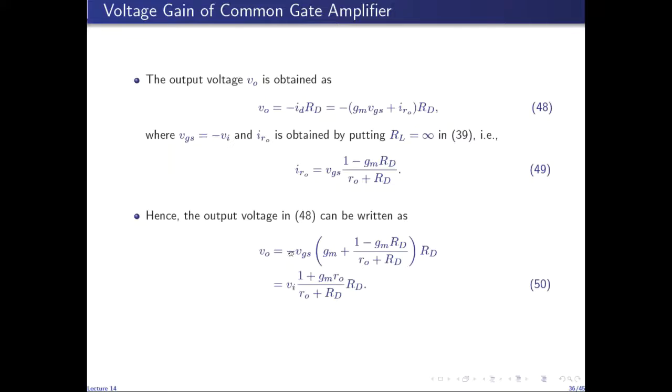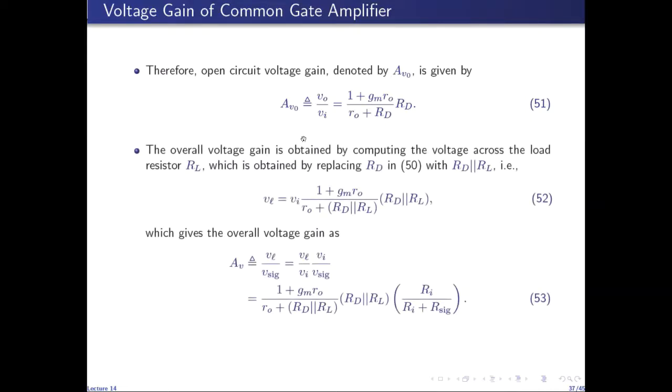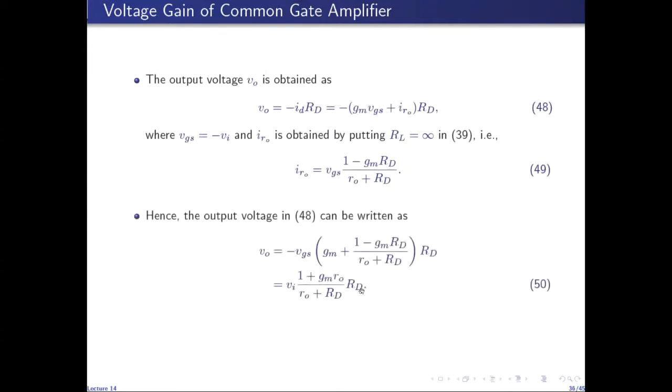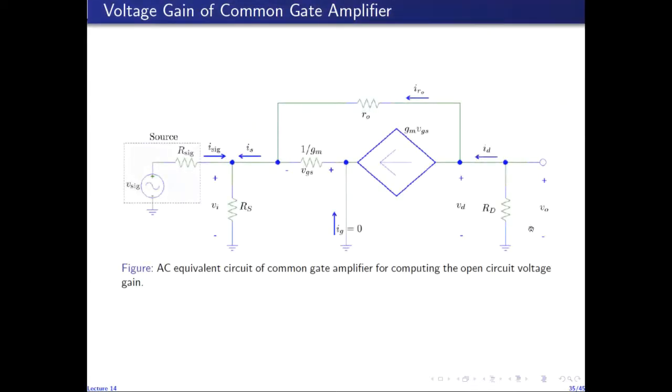And since vgs is equal to minus vi, or vi is equal to minus vgs, we get V naught in terms of vi. So this factor here, which is V naught over vi, gives us the open circuit voltage gain of the common gate amplifier. The overall voltage gain is obtained by finding the load voltage, and the load voltage vL can be obtained from this expression by simply replacing RD with RD in parallel with RL. Because if in this circuit we put RL back in, then the total AC resistance at the drain, between drain and ground, becomes RD in parallel with RL.